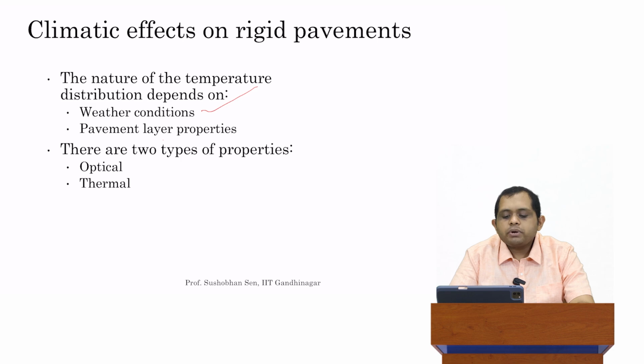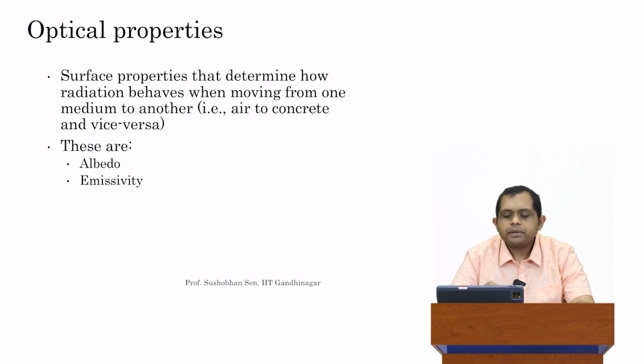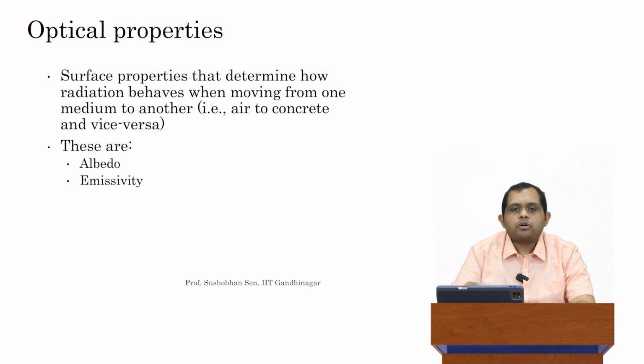But then there are certain properties of the pavement layers which also determine the temperature distribution of the pavement. So in the next couple of slides, I want to just go through some of these important properties which determine the exact temperature distribution which is developed through the rigid pavement. And broadly, these properties can be classified into 2 categories: optical properties and thermal properties. So I'm going to define them and then show you how we measure them and what are certain typical values. Okay, so let's start with optical properties.